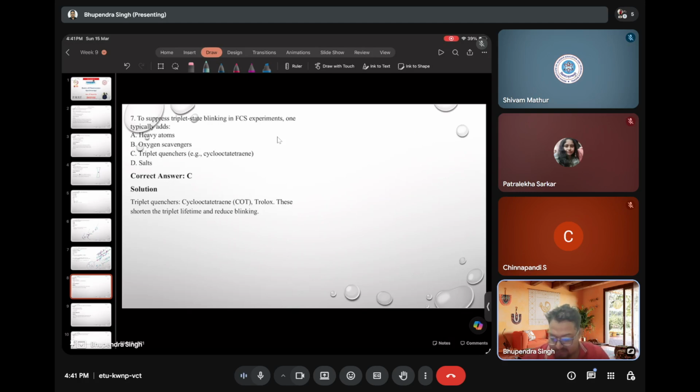So the triplet quencher is option C, cyclooctatetraene or Trolox. These shorten the triplet lifetime and reduce blinking. Okay, option C. There is nothing you can do about it, and I also don't have anything to explain about this question.